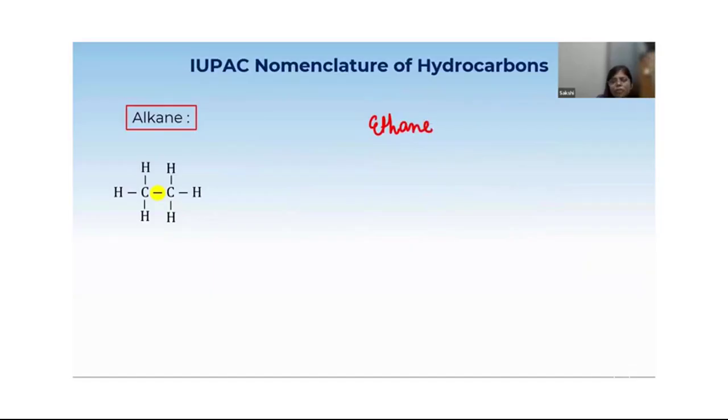There is no functional group. There is no cyclo. It is not a cyclo compound, or there are no numberings involved here. So it is simply ethane, right? Single bond. So eth plus ane, ethane.